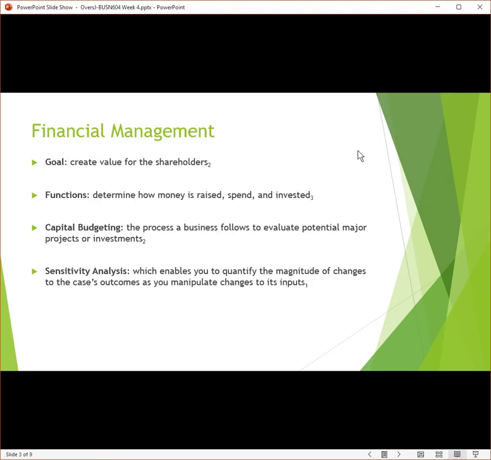So just to level set, we work for a great company, but as financial professionals, our goal is very specific, and it is to create value for the shareholders and to help determine how money is to be raised, spent, and invested within the company. Specifically now, we're helping the CFO with a capital budgeting initiative, and that means that we're looking at a variety of projects and investments to see where they fit into our company's overall portfolio.